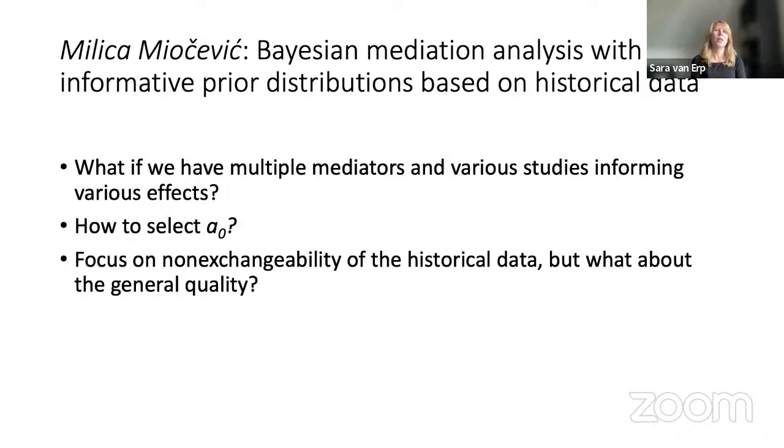So a few questions and thoughts I had during your presentation. One thing that I'm very interested in is a more complicated situation where we have multiple mediators and various studies that inform various effects. So let's say we have one study that says something about the a path for one mediator, but then we have another study that is saying something about three mediators in our model, and then another study that is saying something about two other mediators. Can we incorporate all this information, for example, using power priors or with other approaches? So how would this translate to more complex situations?